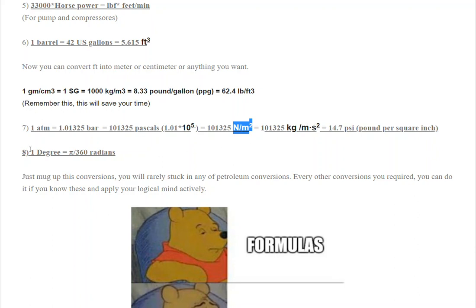Last is the conversion of degree. 1 degree is equal to pi by 180 radians. So 60 degrees is equal to 60 into pi by 180 radians.